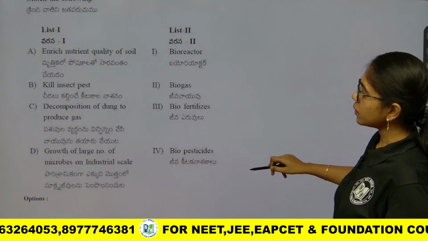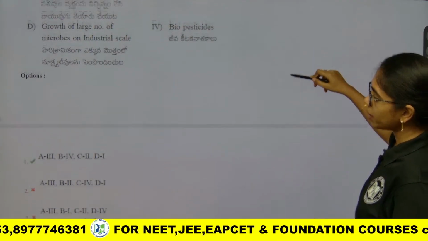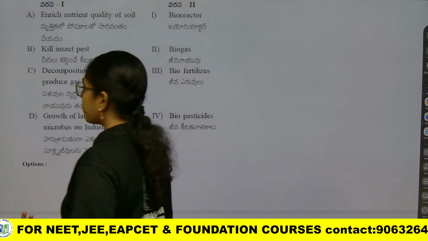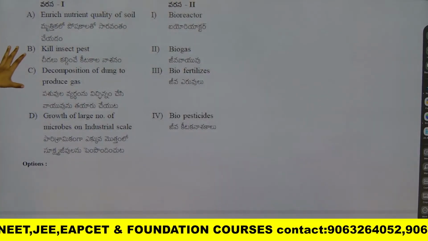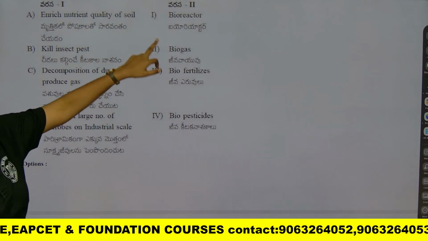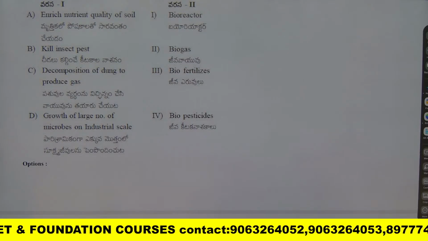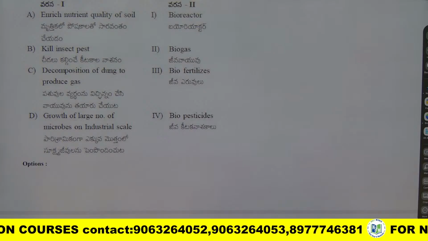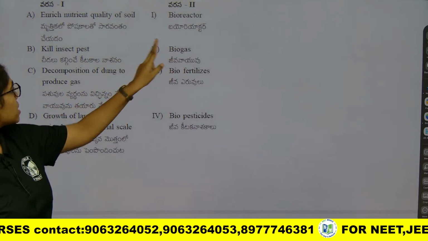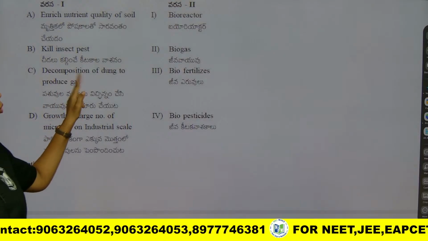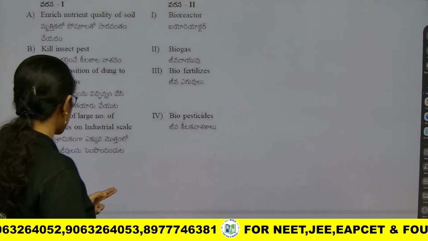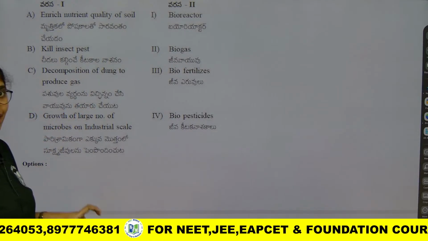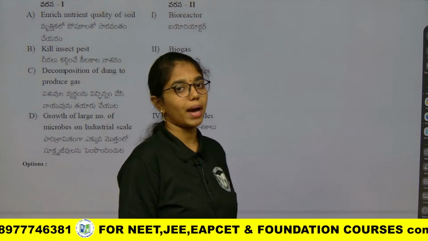This is very simple again, a common question only. Enriching the nutrient quality of soil: biofertilizers will enrich the nutrient quality of soil. Biopesticides will kill the insect pest, and biogas is decomposition of dung to produce gas, that is methane. Bioreactor is growth of a large number of microbes on an industrial scale.